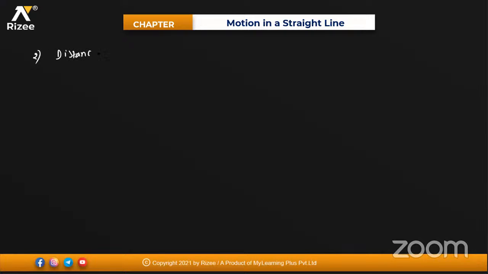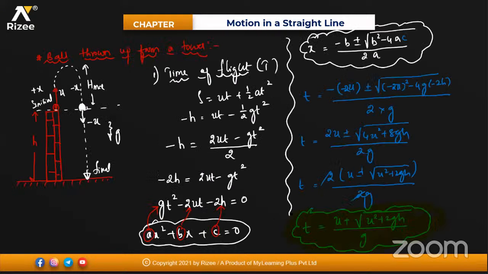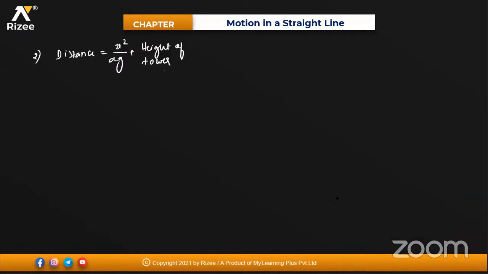Then can anyone tell me what is the distance I will be traveling in this one? Distance will be equal to u square by 2g plus height of the tower. Maximum height from here to here is h max, plus height of the tower. So this is the total distance it is traveling: h max plus h, that means distance traveled is u square by 2g plus height of the tower.